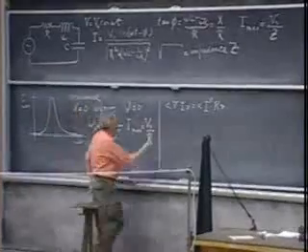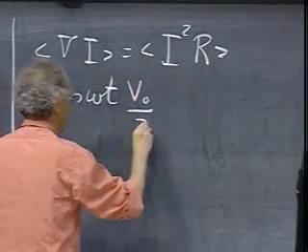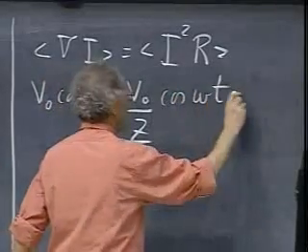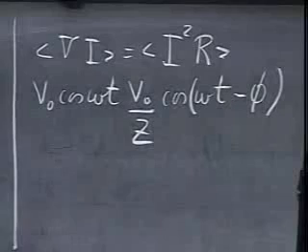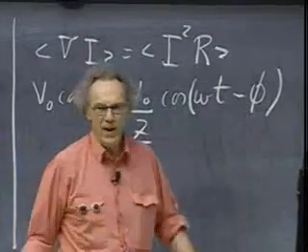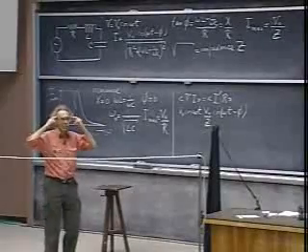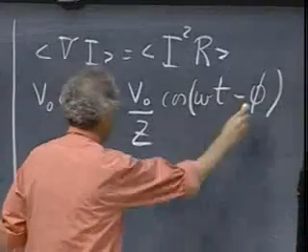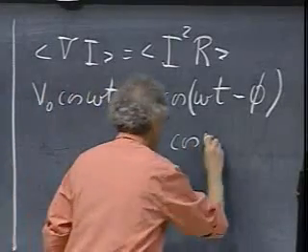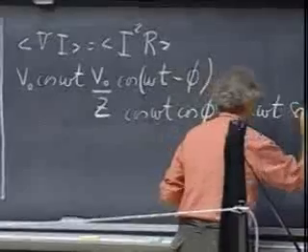So I will get then V0 cosine omega t. The I becomes V0 divided by Z times the cosine omega t minus phi. This is the power at any moment in time. I will do the time averaging a little later. When I see cosine omega t minus phi, that reminds me of my high school days. Cosine alpha minus beta is cosine alpha cosine beta plus sine alpha sine beta. That was drilled into my memory. I will never forget that, I think. And so I will write down here, my math teacher will be proud of me, cosine omega t cosine phi plus sine omega t sine phi.